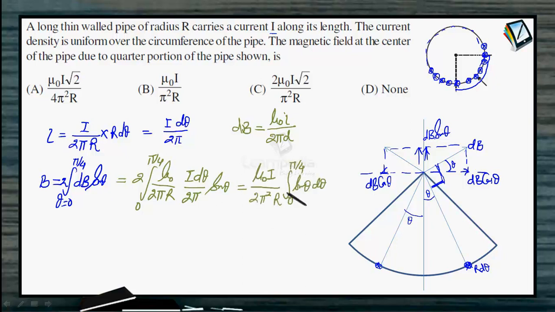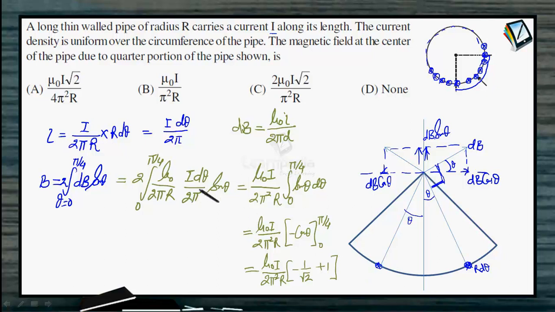Now what is the integration of sin theta? It is minus cos theta. So it is mu naught I divided by 2 pi square r, and the integration of sin theta is minus cos theta from 0 to pi by 4. So it will be minus cos pi by 4 plus cos 0, and cos 0 is 1. So mu naught I divided by 2 pi square r, times minus 1 upon root 2 plus 1.